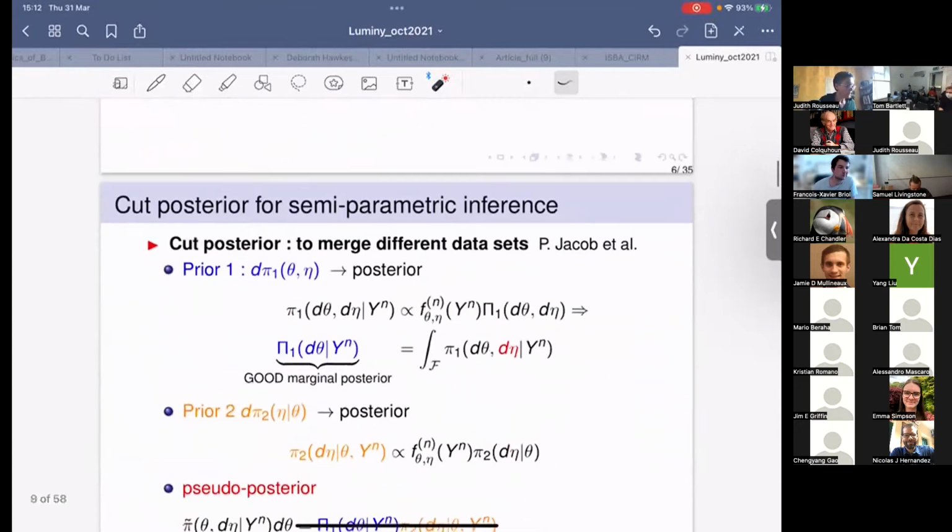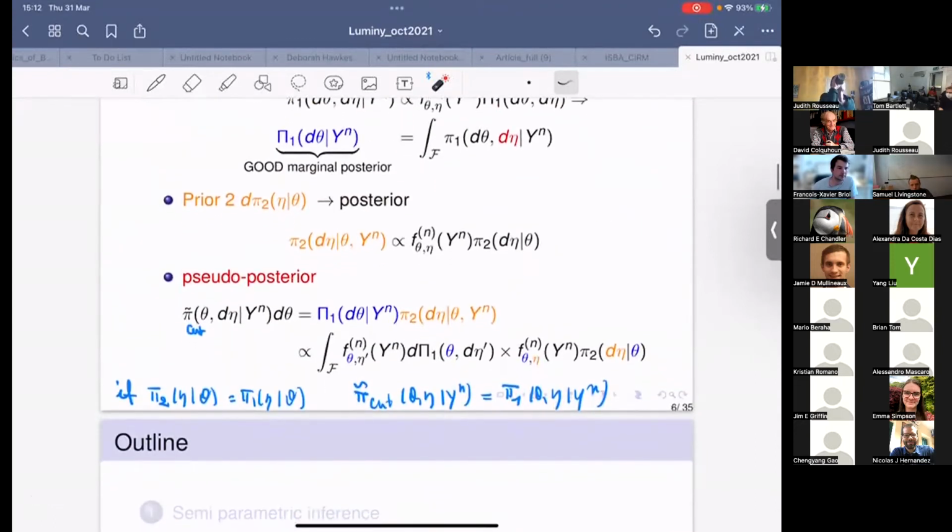And now if you combine the two, you have a proper probability distribution on theta and eta, but it's not a proper posterior distribution. That's the product of this marginal pi1 of theta given y times the conditional distribution on eta given theta and yn. And because they come from two different priors, pi1 and pi2, they do not necessarily form a joint posterior. You might end up having a proper posterior, but it's typically not going to be the case.